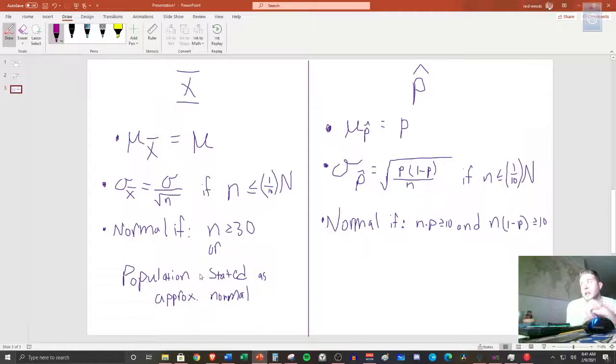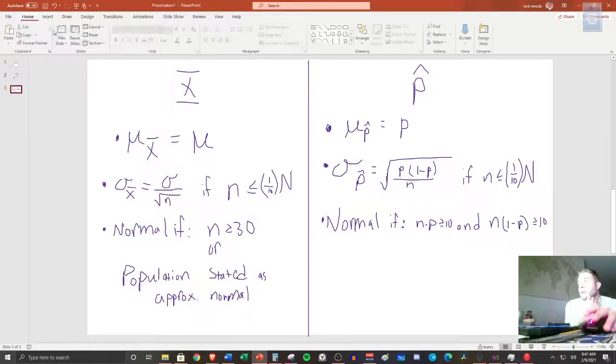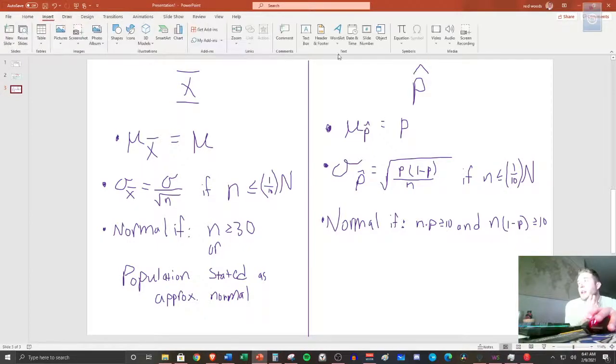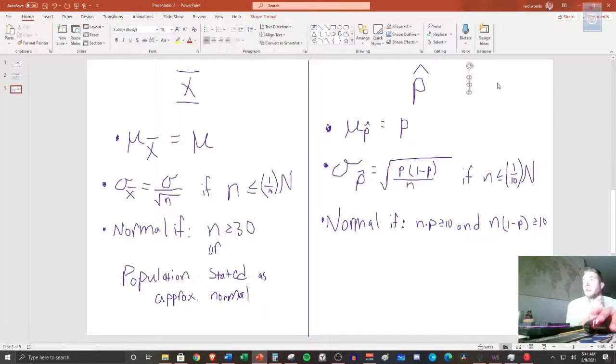All right, so these are the rules, and we're going to write down how we know that it's P hat. Well, you're going to either see the word proportion. You'll see the word proportion. That tells you it's P hat. You'll see percentages, fractions.